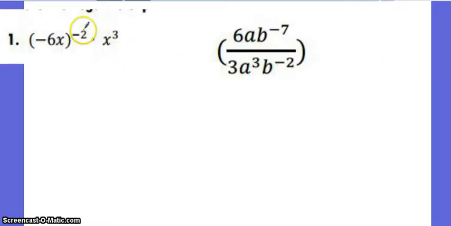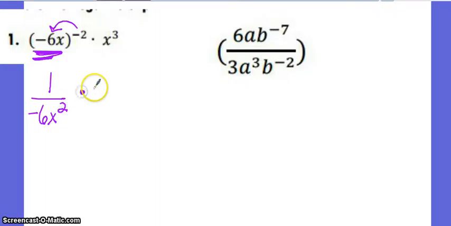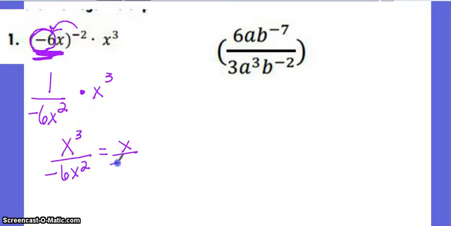All right, let's look at this next one. This -2 goes to everything because of the parentheses. So now it's going to be 1 over -6x squared times x to the third. Again, you are not flipping this because it's negative. You are flipping it because it's inside these parentheses. So then you have x to the third over -6x squared, which can be simplified into x over -6.